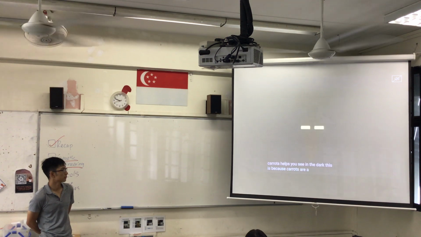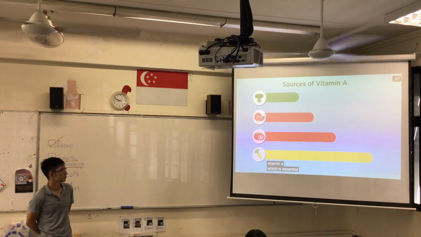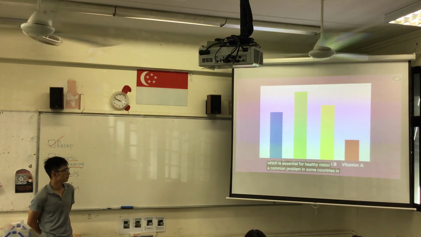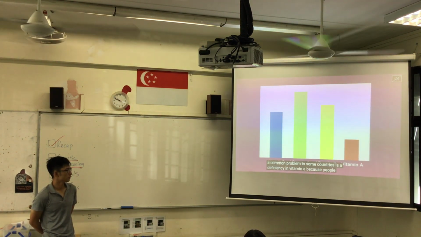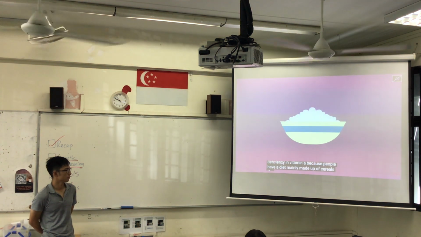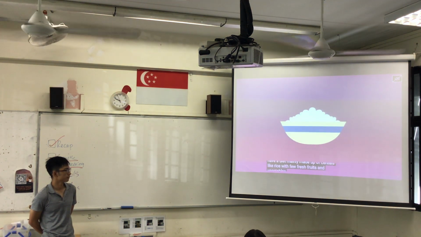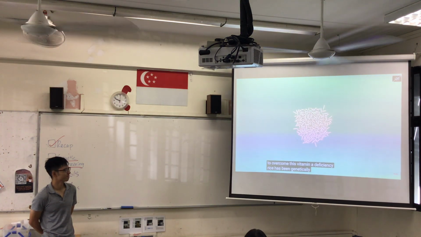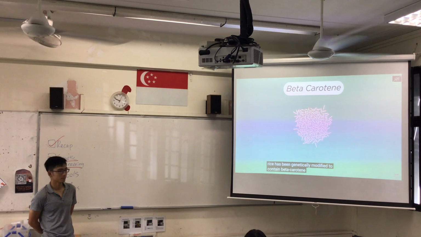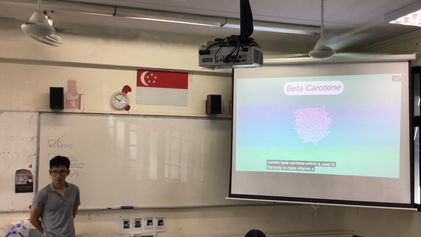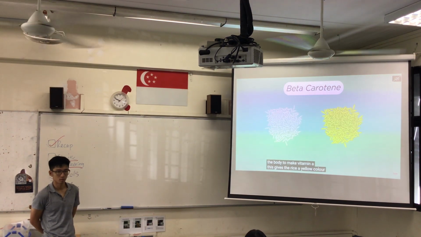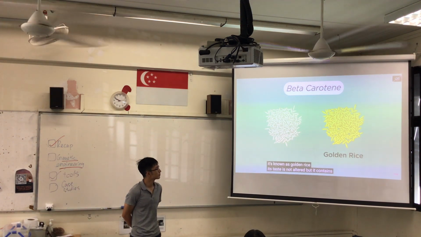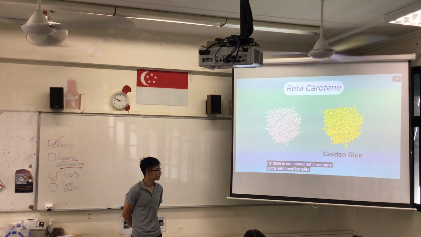This is because carrots are a good source of vitamin A, which is essential for healthy vision. A common problem in some countries is a deficiency in vitamin A because people have a diet mainly made up of cereals like rice with few fresh fruits and vegetables. To overcome this vitamin A deficiency, rice has been genetically modified to contain beta-carotene, which is used in the body to make vitamin A. This gives the rice a yellow colour, so it's known as golden rice. Its taste is not altered, but it contains extra nutritional benefits.